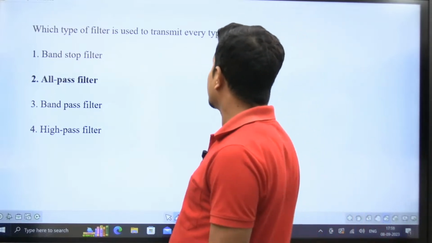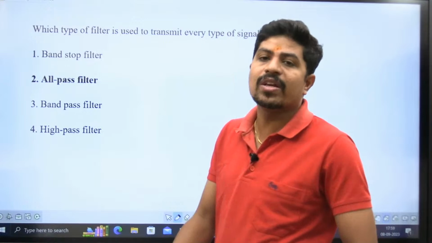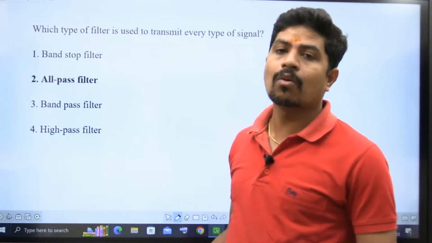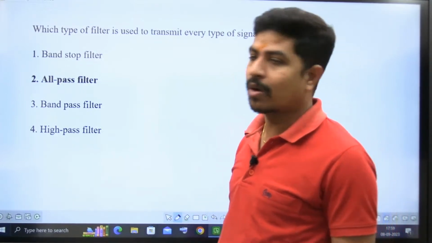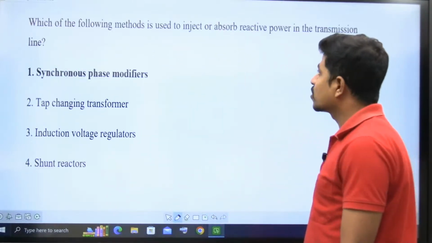Which type of filter is used to transmit every type of signal? All pass filter, all frequency signals. The filter which allows all frequency signals from input to output is called an all pass filter or all pass system. Option 2. Let's go to the next question.